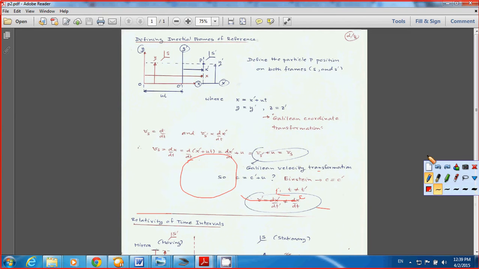Now, since we're talking about reference frames, let's take a look at defining inertial frames of reference. If I have a particle P, we will deal with two reference frames. One is S, the other one is S prime. Let's make the S prime reference frame move from the left to the right with velocity v or u. So at the start, at t equal to 0, the two frames are at the same position, or they overlap.